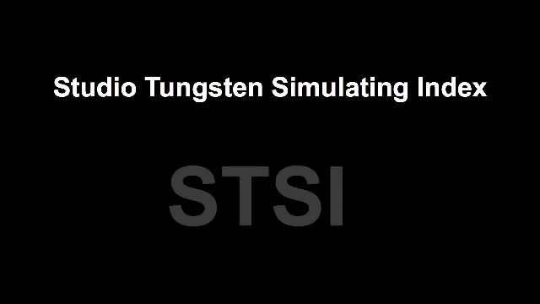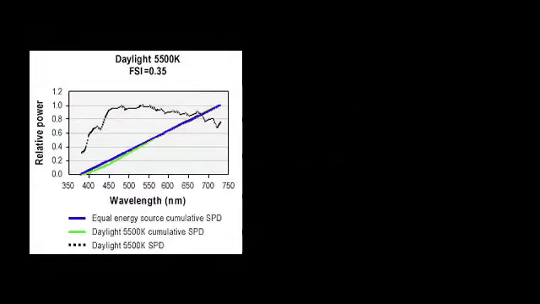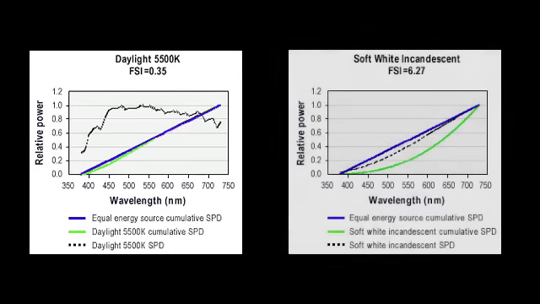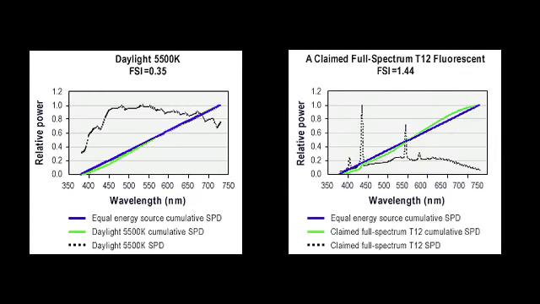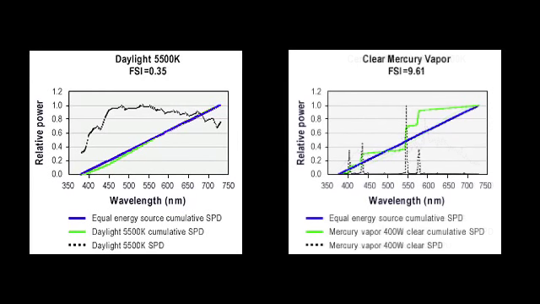Taking the power function first, and it's by far the easiest, I'm now in a position to suggest a studio tungsten simulating index, the STSI. One possible implementation we're studying is conceptually similar to full spectrum index, the FSI, developed at the Lighting Research Institute at Rensselaer Polytechnic Institute. The FSI provides a reference of an artificial light source to daylight on a scale in which 0 represents a perfect match for daylight.